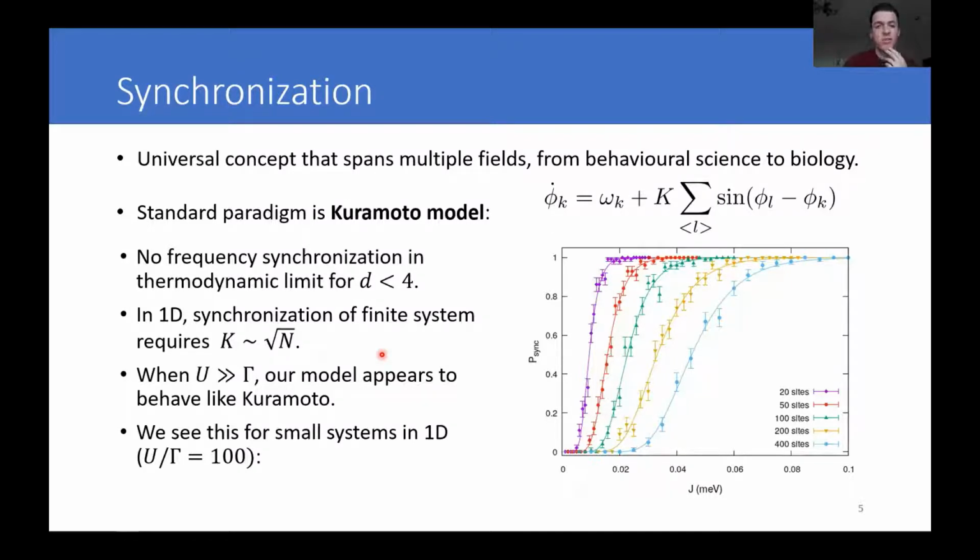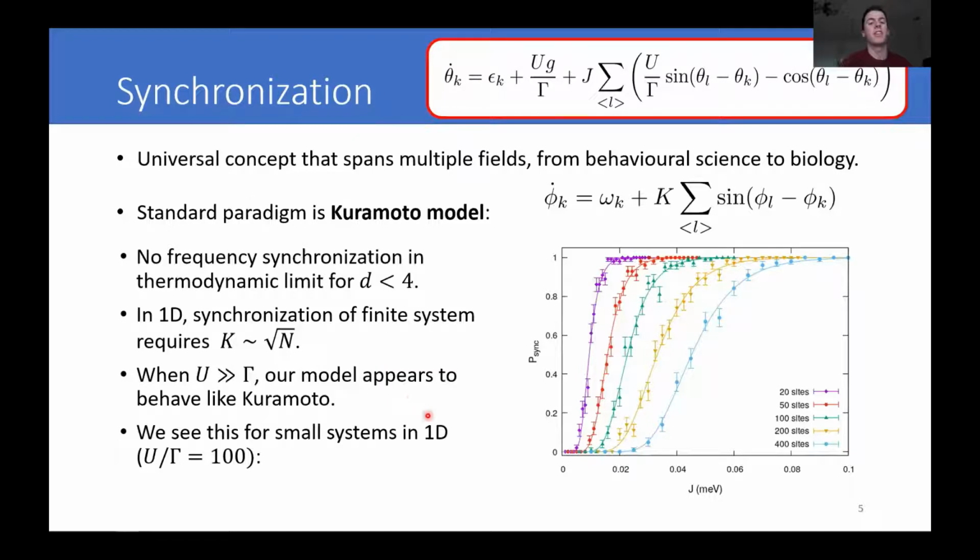So just to remind you what our model is, it looks quite a bit like the Kuramoto model. In fact, the only real difference is this cosine term here, which it turns out is actually quite important because it means we don't have an odd coupling term. Sine is an odd function. The cosine just makes it non-odd. And then the ratio of our two nonlinear terms, our interaction strength and our nonlinear gain, sets whether the sine or cosine dominates this coupling.